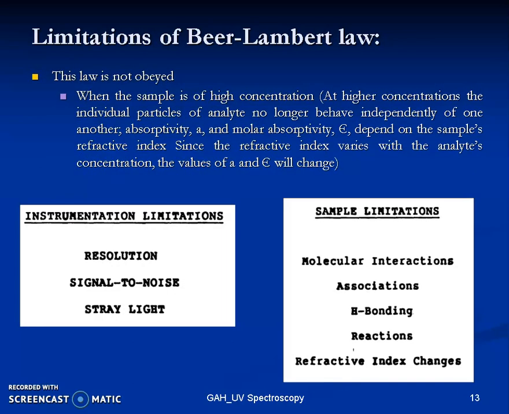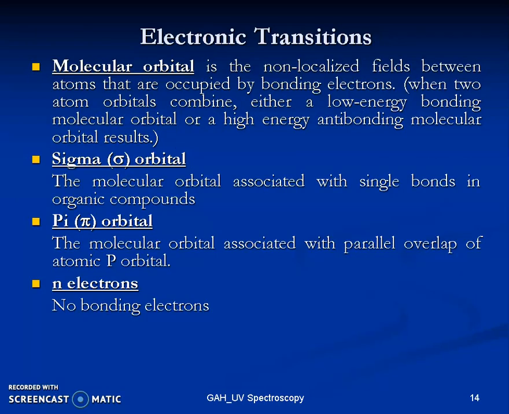Coming to the next part, which is the core concept of electronic spectroscopy, we are supposed to understand the type of orbitals we have in any given molecule, so that the study of transition between these orbitals becomes very important in UV spectroscopy. In electronic transitions, we need to understand what we mean by molecular orbital, sigma orbital, pi orbital, and n electrons.